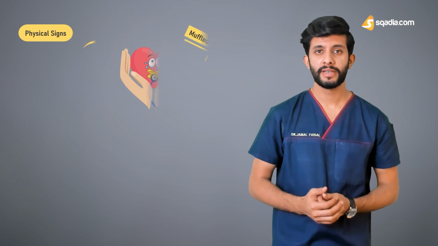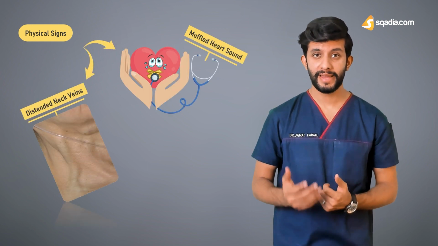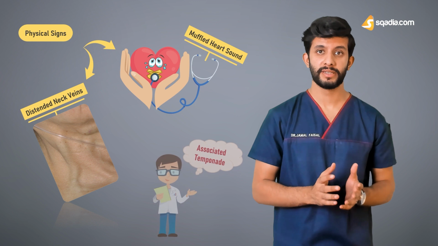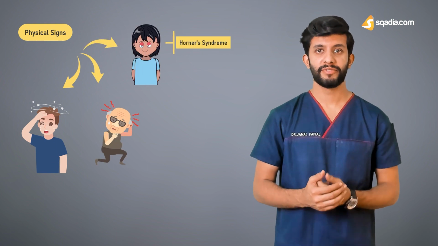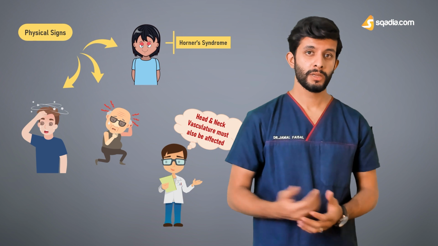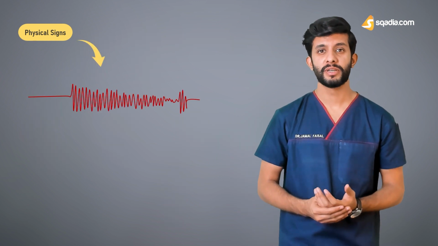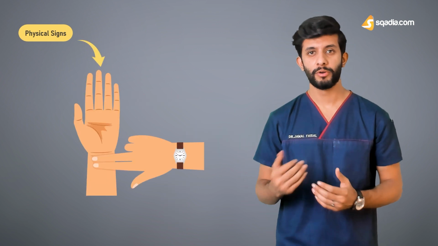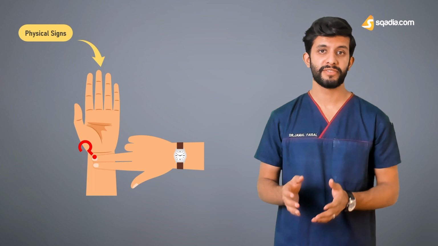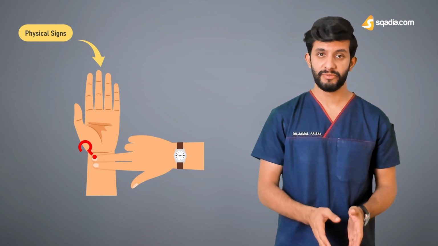We may also find things like muffled heart sounds or distended neck veins if there's an associated tamponade. We might find that the patient has had syncope, altered mental status, or Horner's syndrome if the head and neck vasculature is also affected. A diastolic murmur might also be present if there's aortic regurgitation. We might find a loss of peripheral pulses or decreased intensity if the dissection has extended further distally down the aorta. And we might also find abdominal tenderness if there are signs of mesenteric ischemia as well.